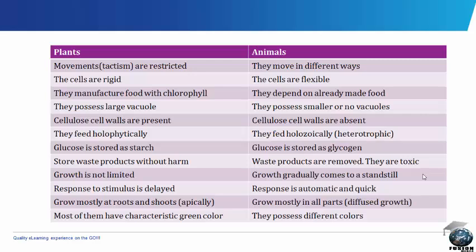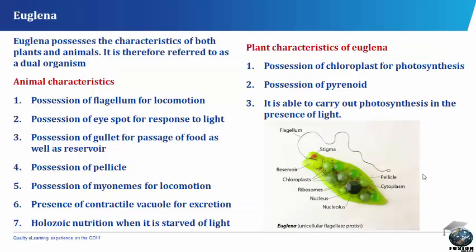Plants grow mostly at roots and shoots, that is apical growth. But animals grow mostly in all parts, which could be called diffused growth. Most plants have characteristic green color, but animals possess different colors.